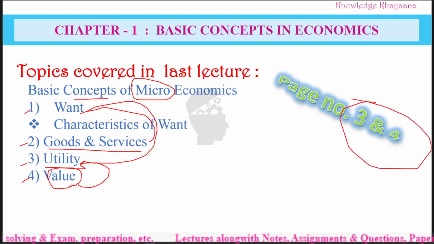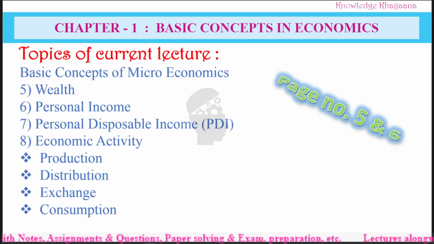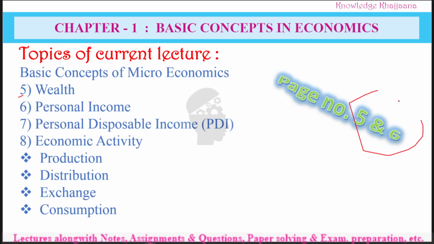Now let's move to today's topic. See what we are learning today. Topics of current lecture: we are continuing with the 5th basic concept of microeconomics, that is wealth, then personal income, personal disposable income, and different types of economic activities. Those are production, distribution, exchange, and consumption, which we are going to cover today, on page number 5 and 6.